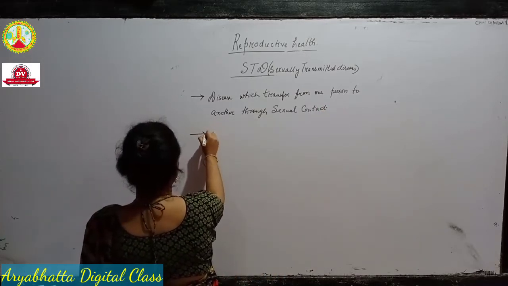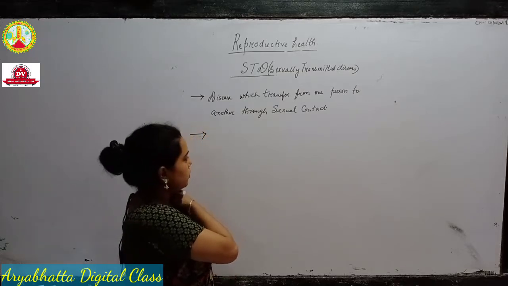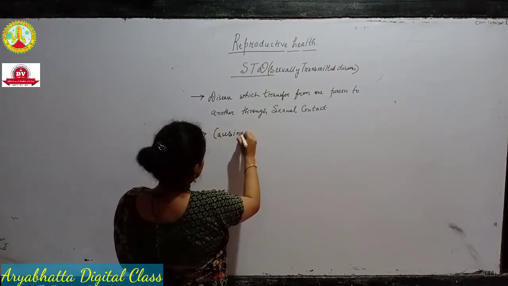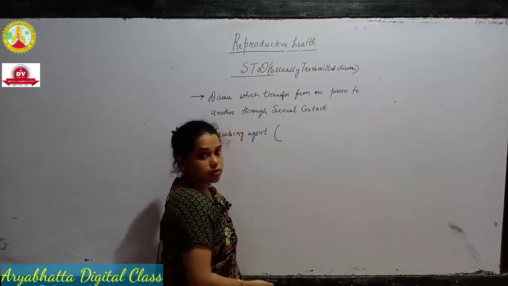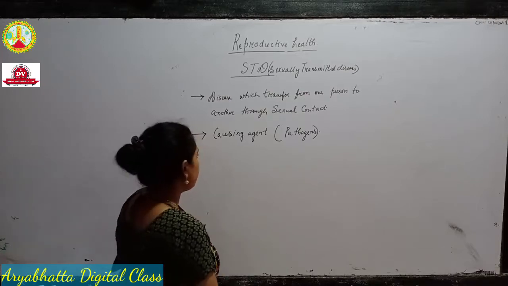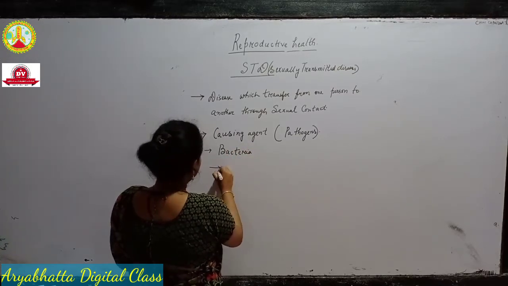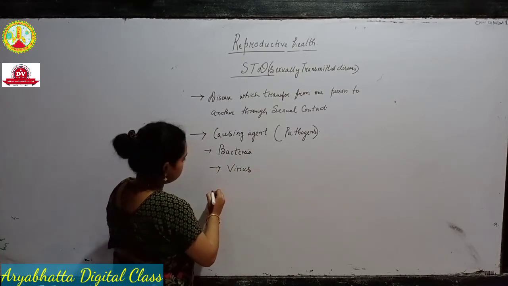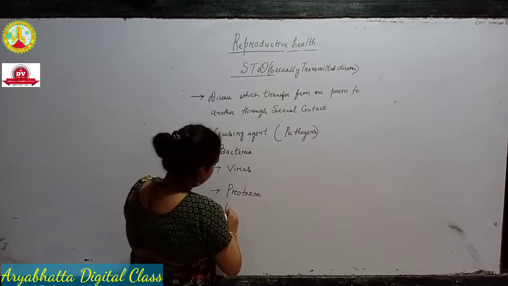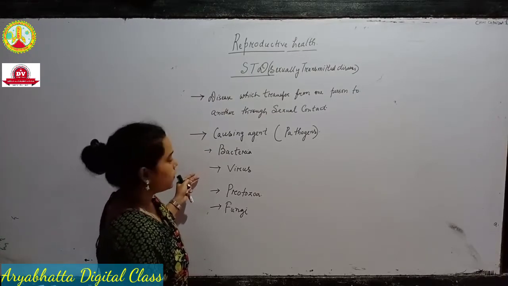So there are some causative agents. Causative agent means what are the carriers which can cause sexually transmitted diseases. So let us see the causative agents. Causative agent means the pathogens. Pathogens, you know the meaning of pathogens. Number 1, bacteria. Number 2, virus. Number 3, protozoa. Number 4, fungi, and many others are there. These are some of the pathogens. These are the causative agents of STD. I have mentioned some of them.